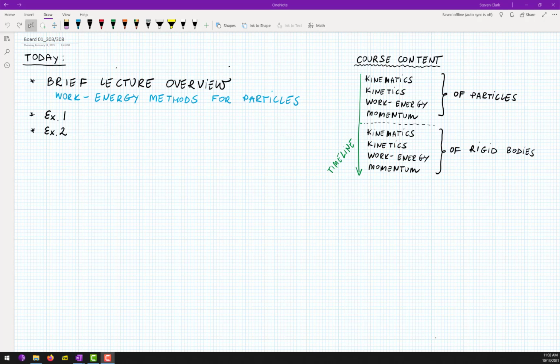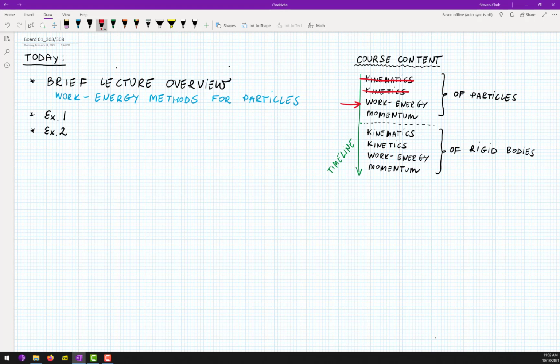Hello, everybody. Welcome back to our discussion in dynamics. Today we'll start a new topic, which is work energy methods for particles, as you all can see in here. So let's place this topic in our timeline. So we are here, and that means that we are done with these two topics, with kinematics and kinetics.